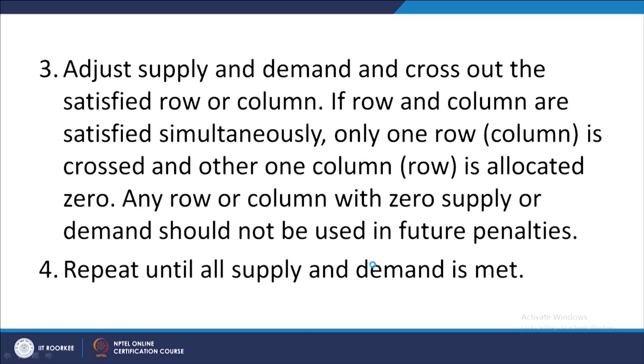Step number 3, adjust the supply and demand and cross out the satisfied row or column. If the row and column are satisfied simultaneously, only one row or column is to be crossed out and the other one, that is the column or the row, is allocated 0. Any row or column with 0 supply or demand should not be used in the future penalties, and this we have to repeat until all supplies and demands are met.